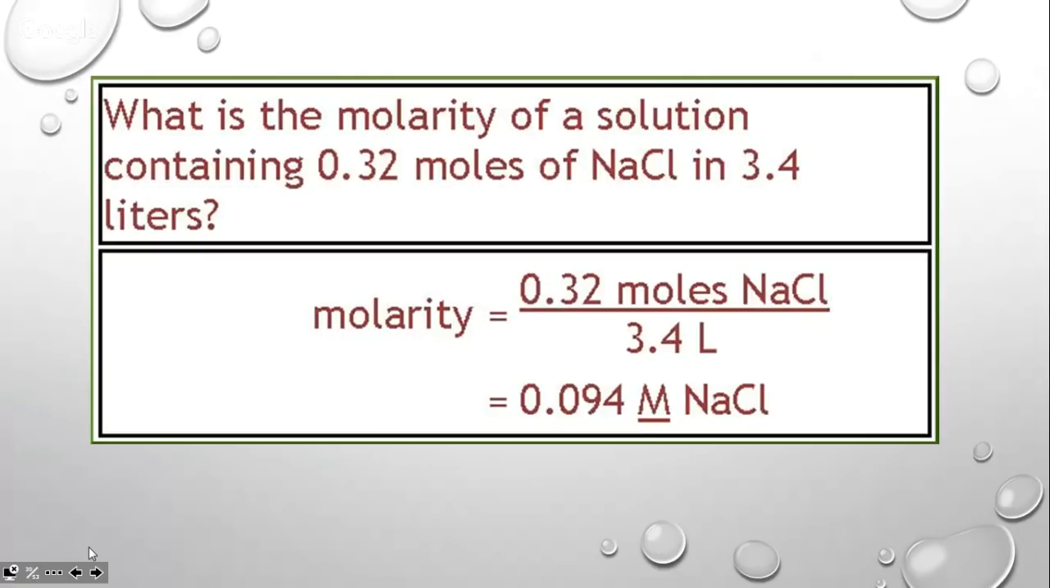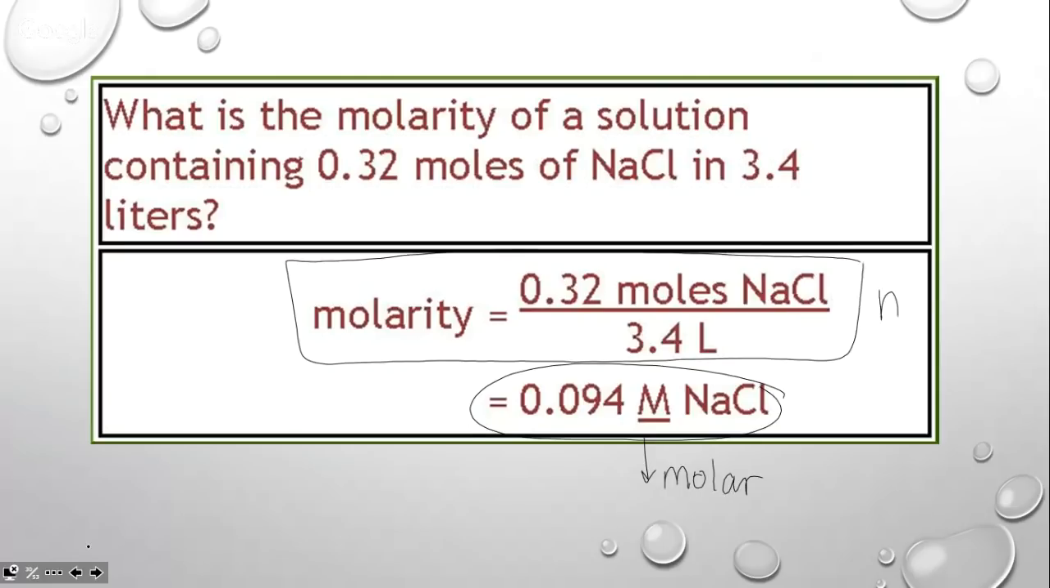And when we put that information in, we put the moles over the liters and we divide out, we get our answer of 0.094 molar NaCl. That means that it is 0.094 moles per liter. So again, if you needed the numerical setup, you would stop here. A numerical setup needs to be just the numbers. You don't need the units for the numerical setup, just so that someone could take their calculator and get the answer with it.